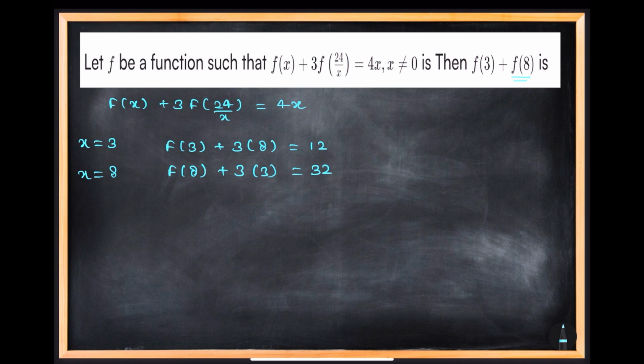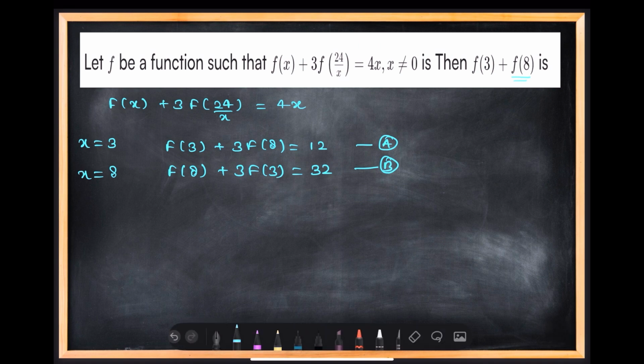Now if you observe, they have asked you the sum of f3 and f8. So can we add both the equations? Look at this, what will happen. Here is f8, here is f3. So we will add equation A and equation B and look at what we get.